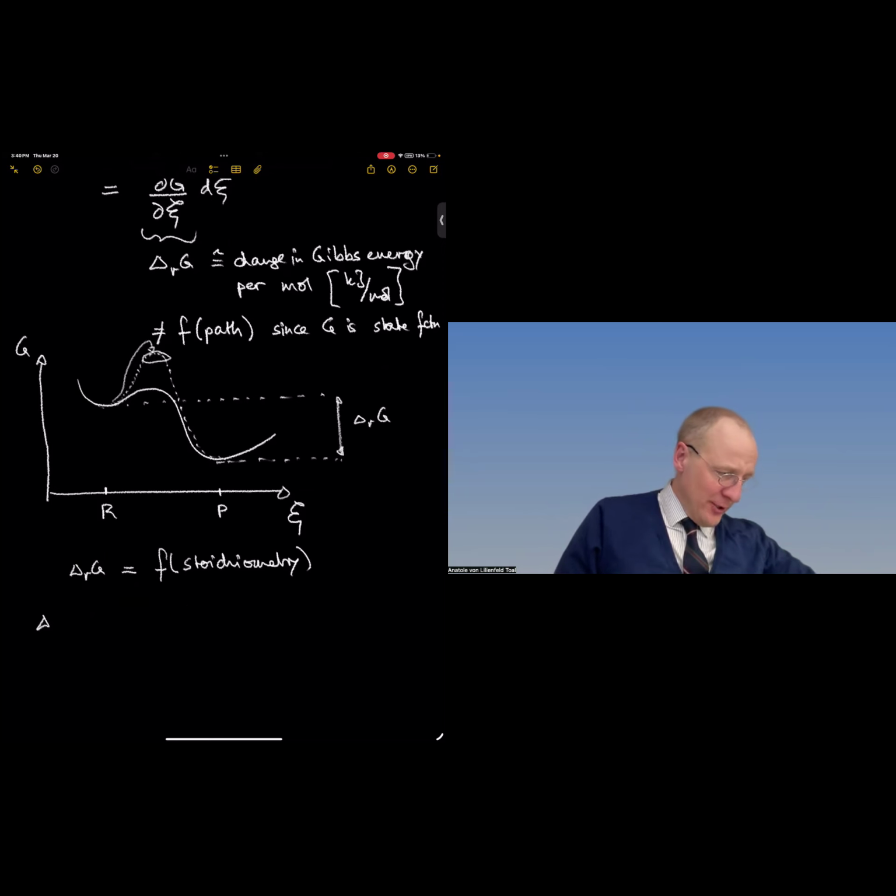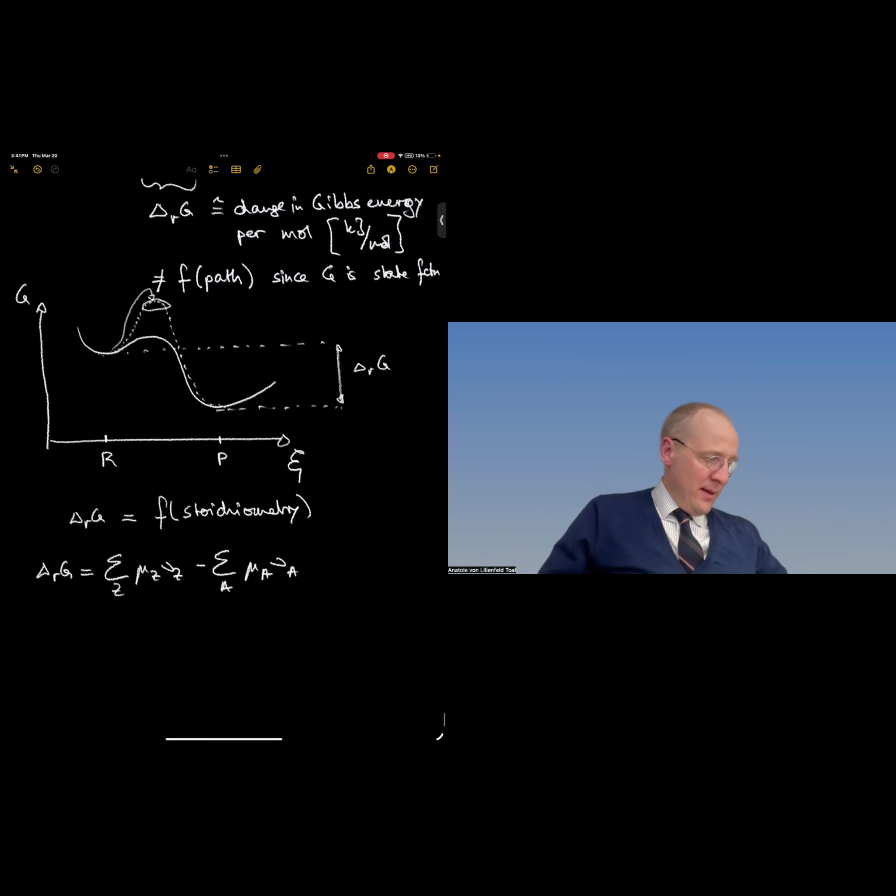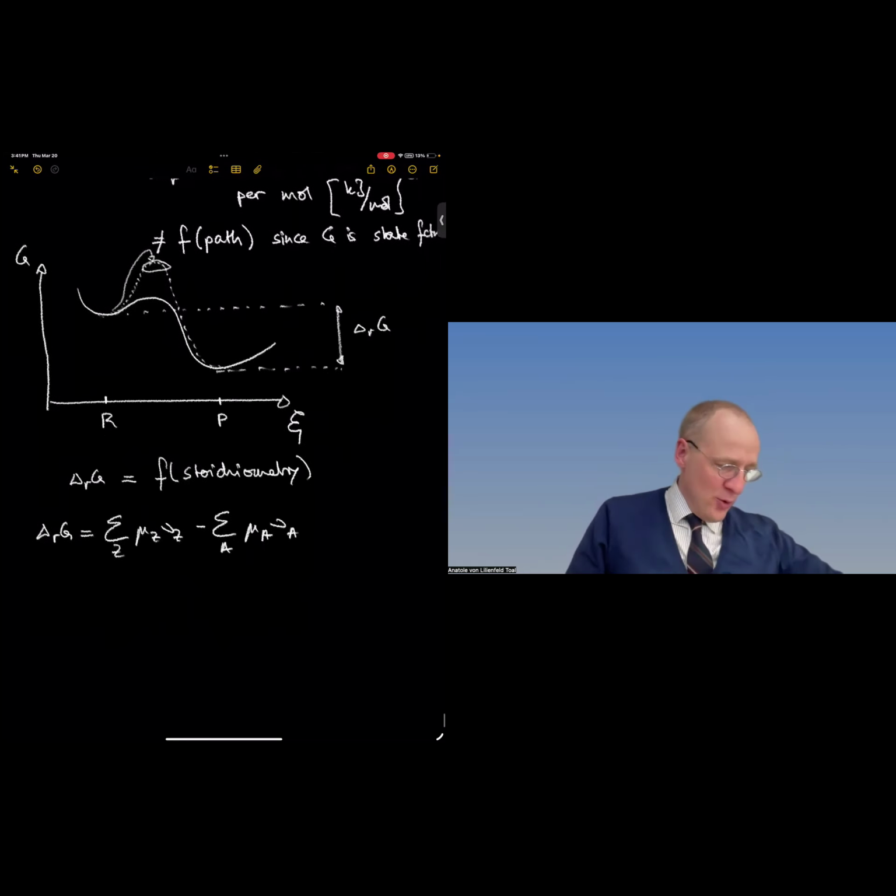We can now continue with our delta R G. And let me write it out once more. So products and reactants. And we now make use of our chemical potential.